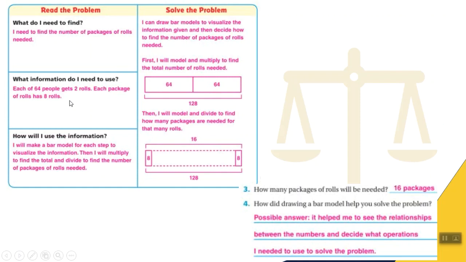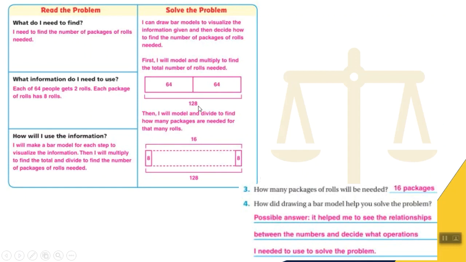So let's check my bar models. It says there are 64 people and each of them gets 2 rolls. So in total, how many rolls will they eat? In total they will eat 128 rolls. How did I find it? If you want, you can draw a bar model, or you can use addition or multiplication. 64 plus 64, or you can do multiplication like this. 2 times 64 equals 128.